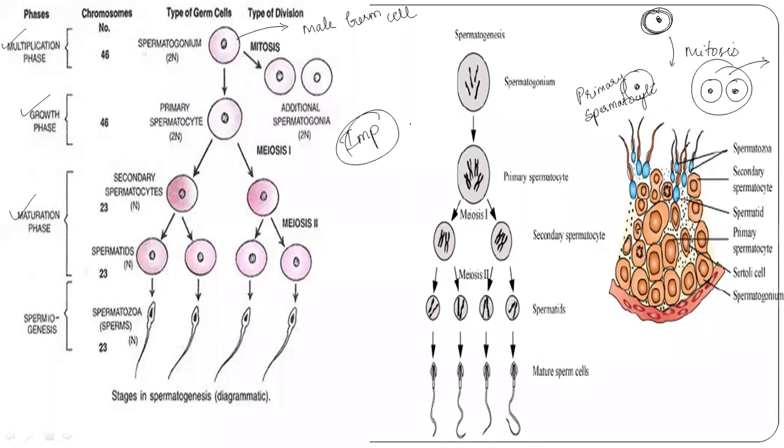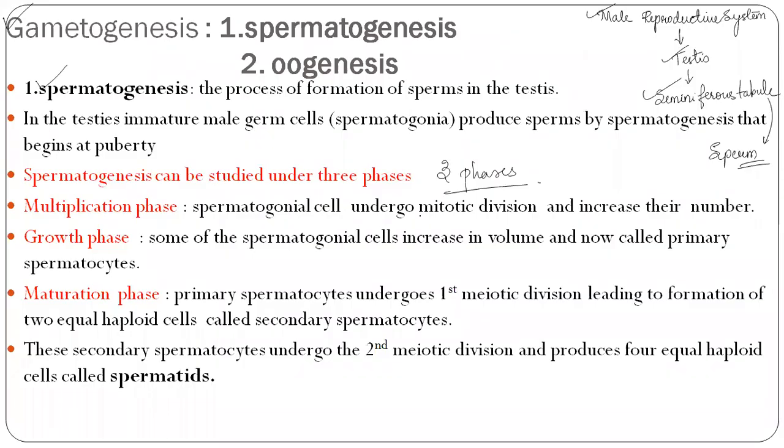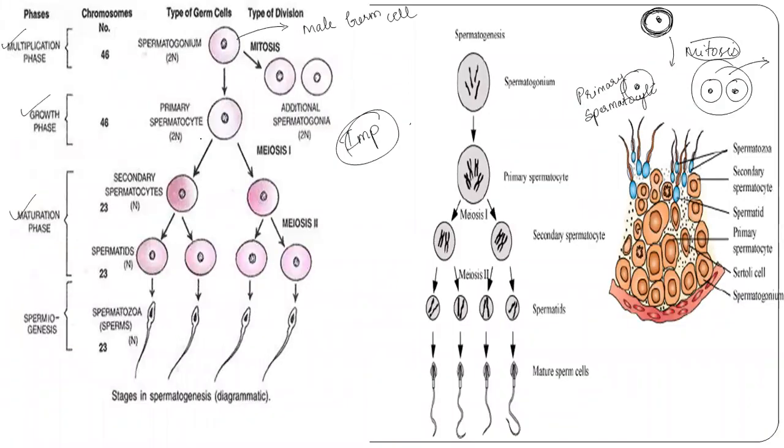So this male germ cell will undergo mitosis and give one primary spermatocyte. The spermatogonial cell undergoes mitotic division and increases its number. Now this primary spermatocyte is produced, and it will undergo a process known as meiosis. Which division, students? Meiosis division.